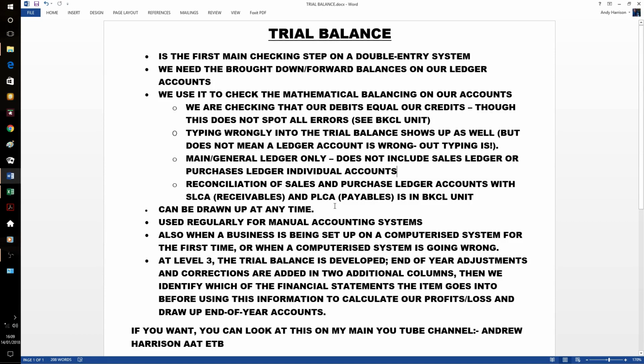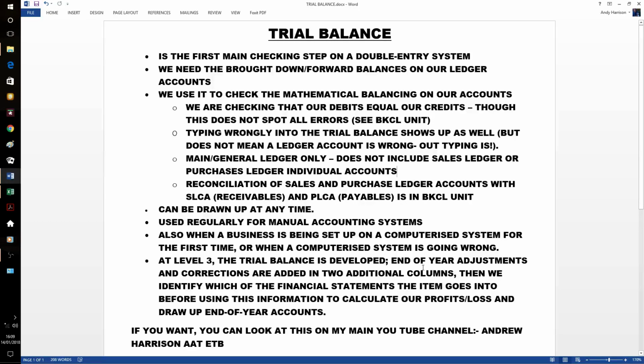We can draw up our trial balance at any time, and we should be using it on a regular basis for manual systems. However, if you're setting up a company on Sage or something like that for the first time, we'll have a look at the trial balance there. And also on the computer system, if there's been a power cut or data corruption, the first thing we'll probably have a look at is the trial balance to help us spot what went wrong and what's been deleted or altered.